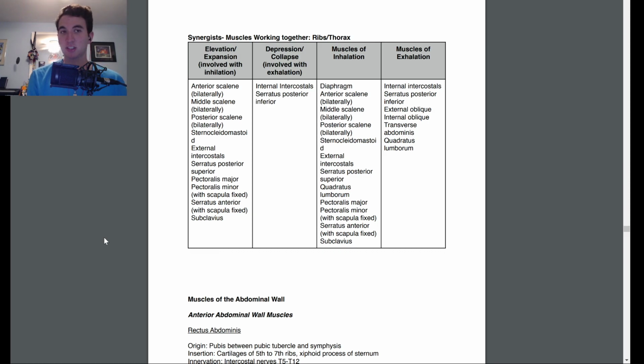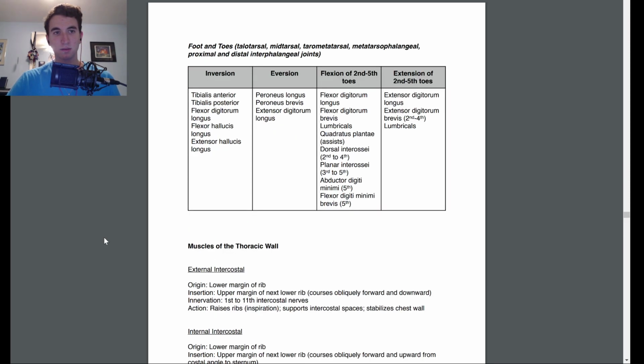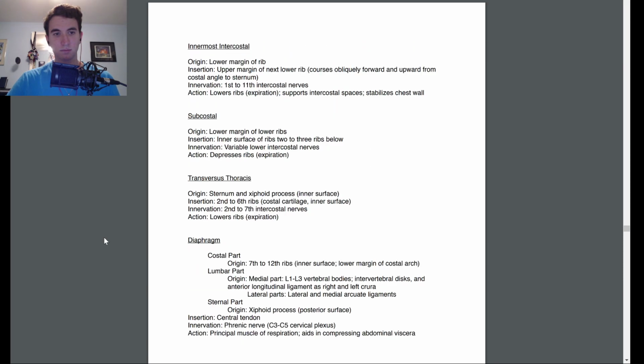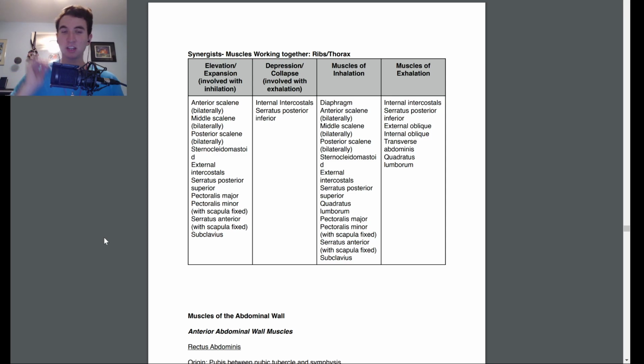For elevation/expansion, which is involved with inhalation, we have the anterior scalene bilaterally, the middle scalene bilaterally, posterior scalene bilaterally, sternocleidomastoid, external costals, serratus posterior superior, pec major, pec minor with scapular fixed, serratus anterior with scapular fixed, and the subclavius. Then for depression/collapse, which is involved with exhalation, we have the internal intercostals and serratus posterior inferior.